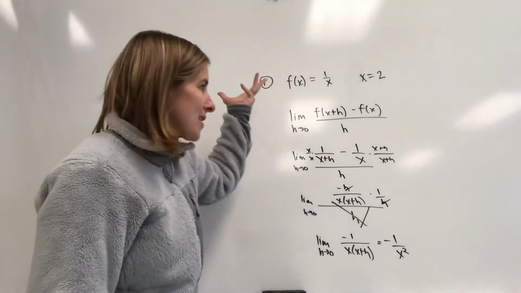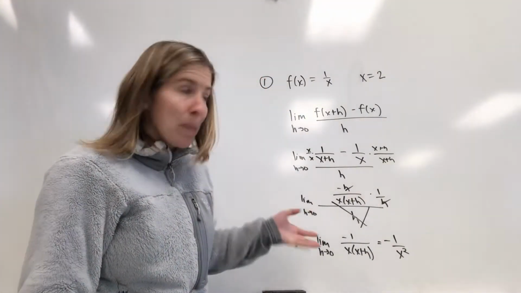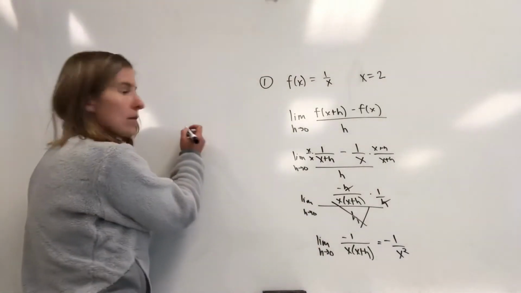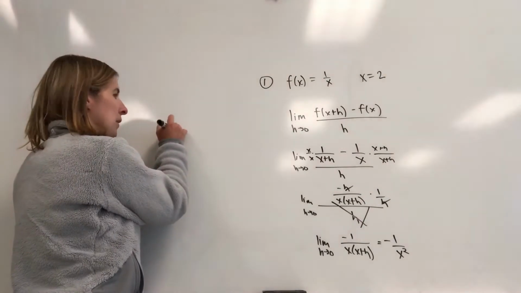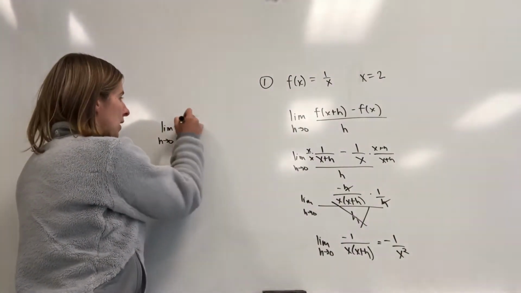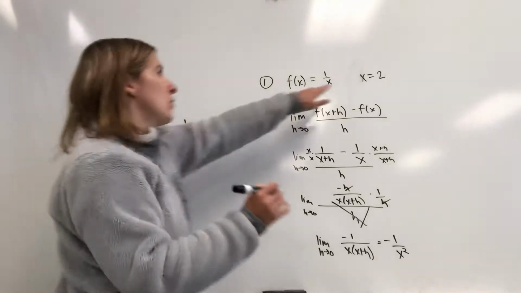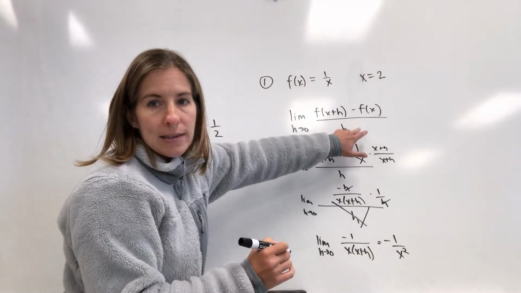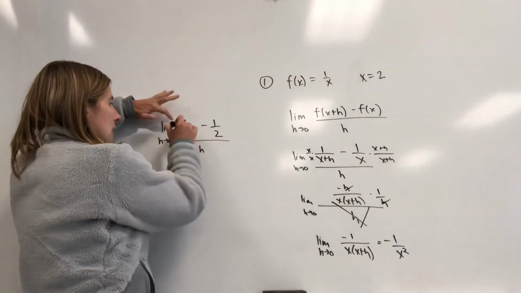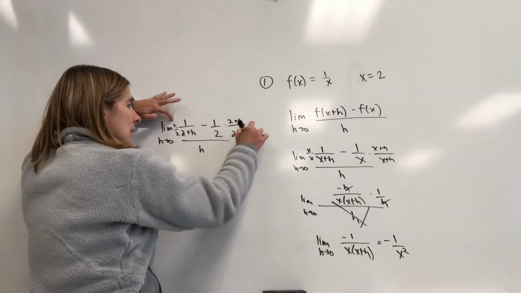So this process is honestly totally the same if you just plugged the 2 in from the beginning. So I'm just going to do it real quick though, just so that you can see both, see which way you like to do it better. So then here I would have had 1 over 2 plus h minus 1 over 2 when I had plugged the x value in all over h. And then you still do the same thing. You multiply by 2 over 2 and 2 plus h over 2 plus h.